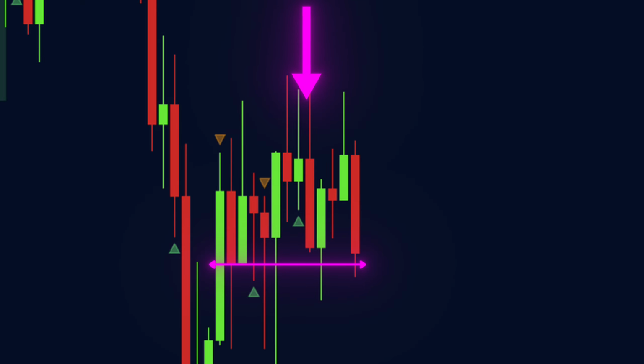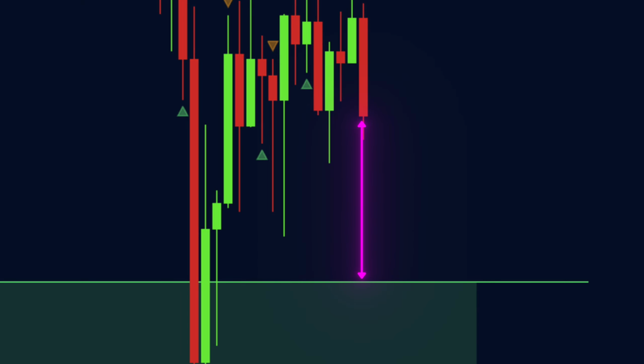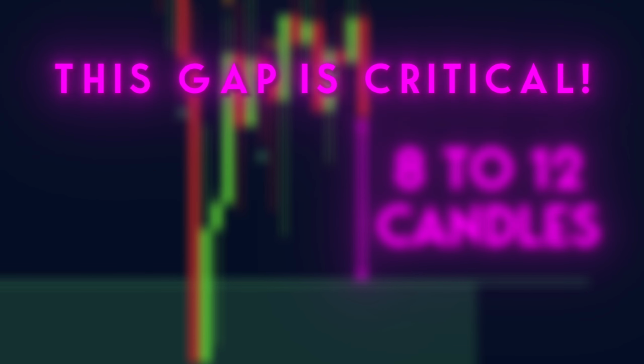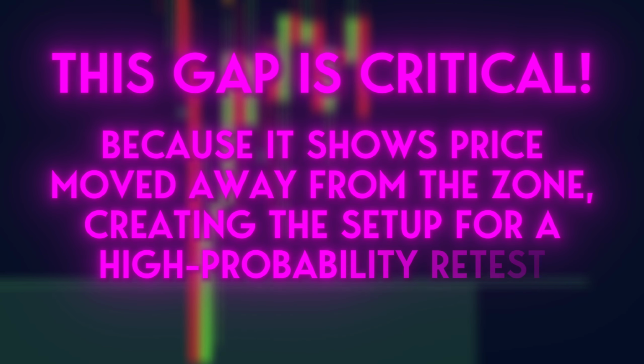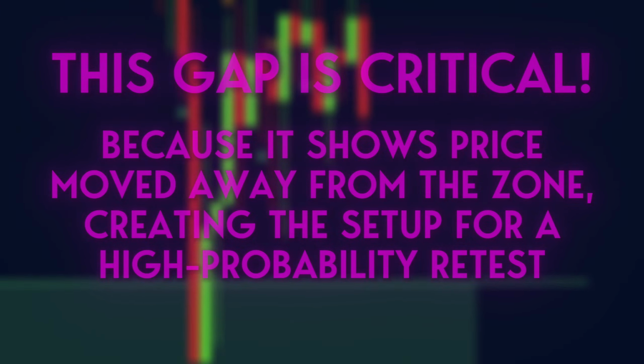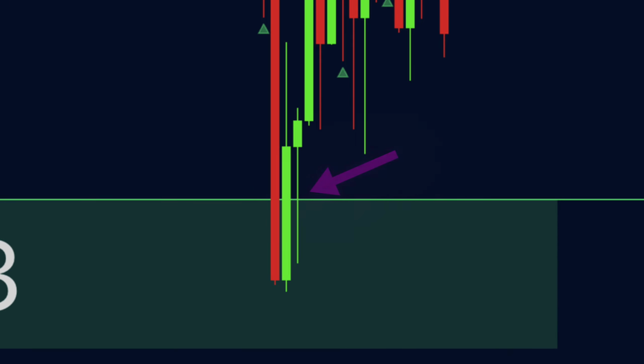That just means several candles in a row where none of them tag the support, maybe 8 to 12 candles if we're being picky. This gap is critical because it shows price moved away from the zone, creating the setup for a high probability retest. Once there's that air pocket, wait for price to come back and touch the level with a wick only.